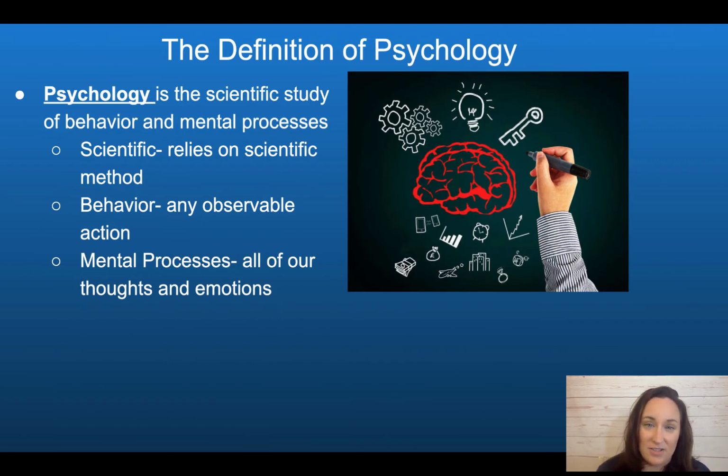What is psychology? So psychology is a scientific study of behavior and mental processes. So make sure you remember those key words when you're trying to remember what is psychology. It is scientific, it uses research, and what is that research looking at? It's looking at the way people behave and the way people think.